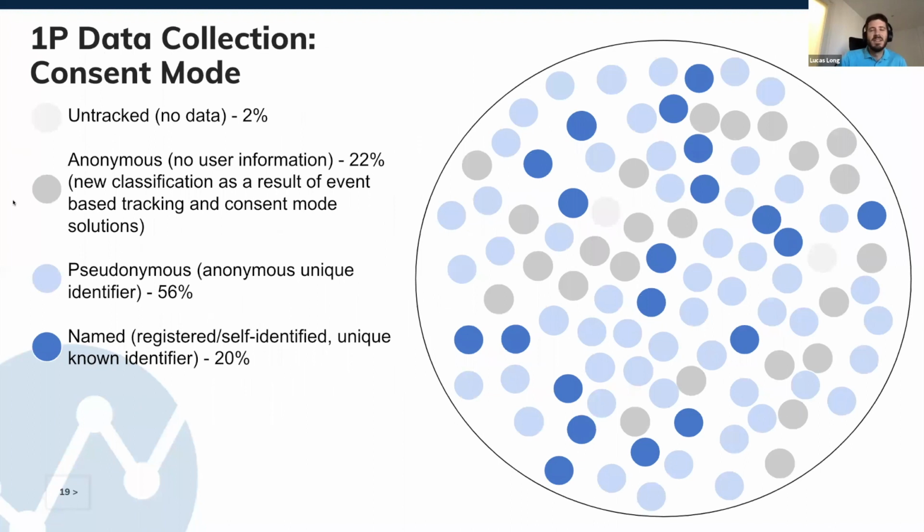So what this allows us to get to, if we think back to that initial visual model of close to half of our users and half of the interactions being completely untracked, is that with consent mode we're introducing a new bucket, more or less, of observed information. And that is completely anonymous information. So we have no user information.